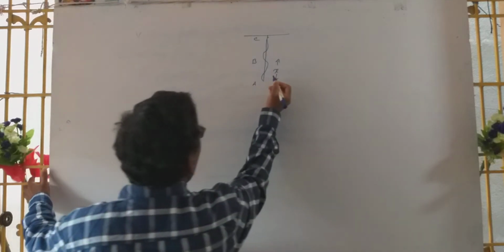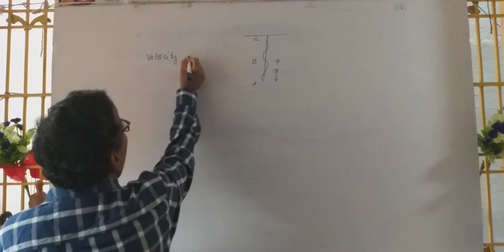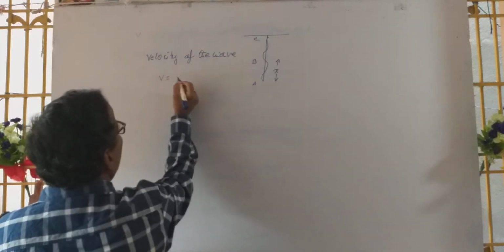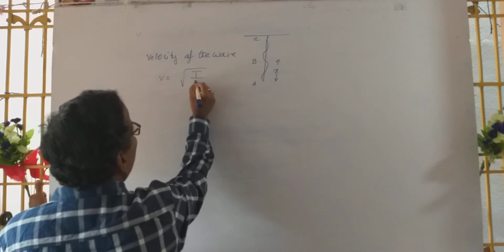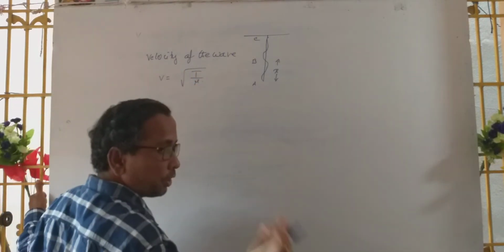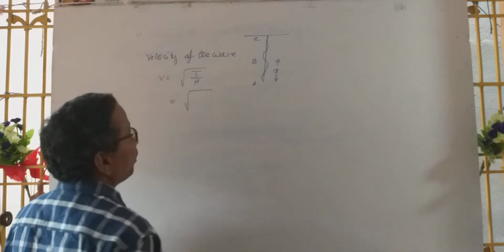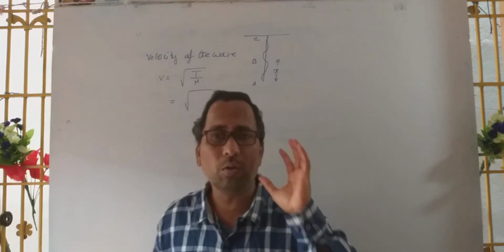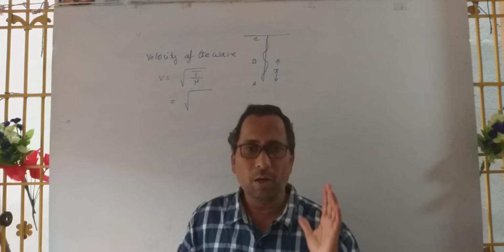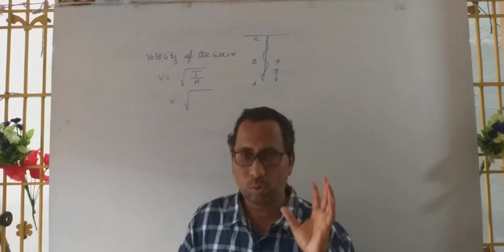Now here we can say velocity of the wave v is equal to root of T by mu, where T is the tension. Tension is produced because of the weight. That's why this is weight. What is the weight here? We should not consider the total weight. We have to consider the weight of the AB part only, because we are calculating the value at a point B. So you should not take the total weight.